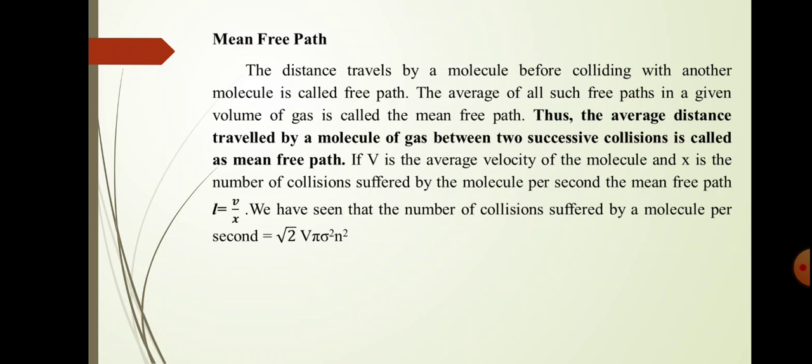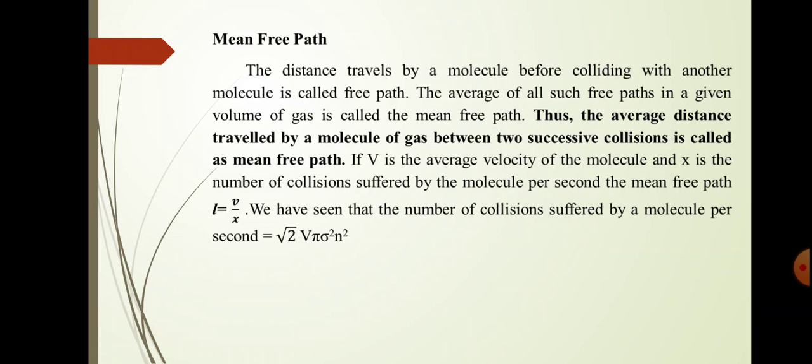Next point is mean free path. The distance traveled by a molecule before colliding with another molecule is called free path. The average of all such free paths in a given volume of a gas is called the mean free path. Thus, the average distance traveled by a molecule of a gas between two successive collisions is called the mean free path. If v is the average velocity of a molecule and x is the number of collisions suffered by the molecule per second, the mean free path L is equal to v by x.